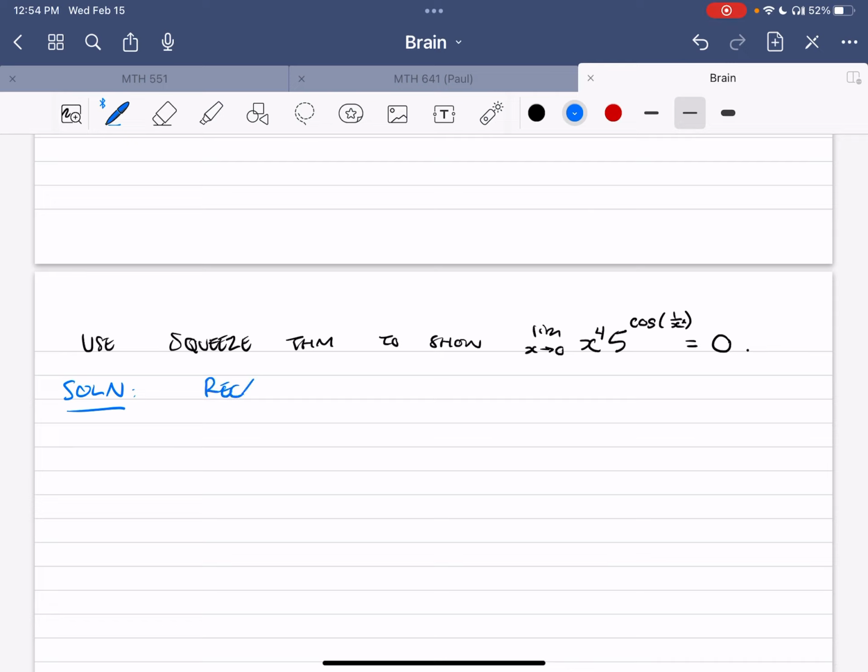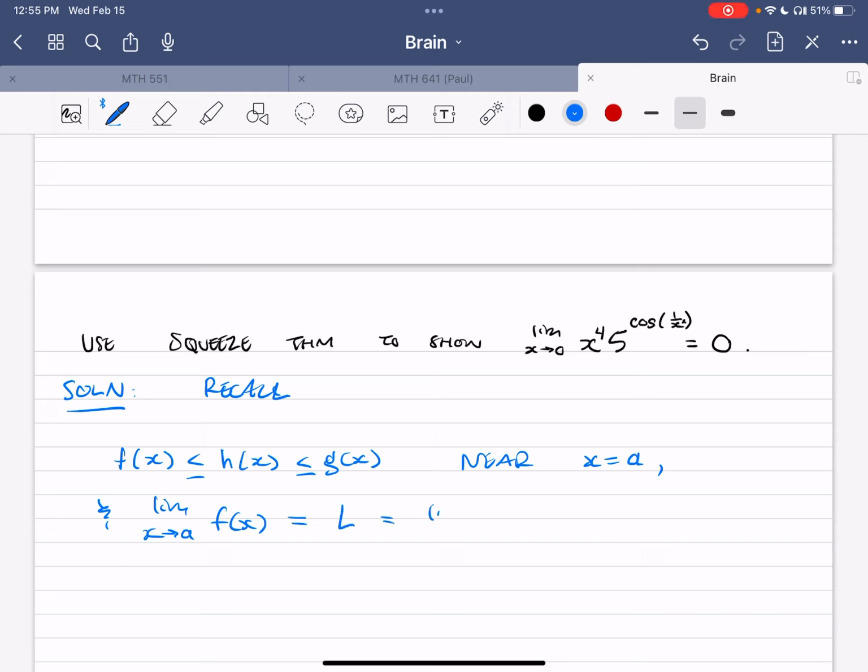All right, so recall our squeeze theorem. We have f of x is less than h of x, which is less than g of x. These can be equals near x equals a. And if the limit as x approaches a of f of x is equal to some number, which is equal to the limit as x approaches a of g of x, then the limit as x approaches a of h of x is equal to that number.